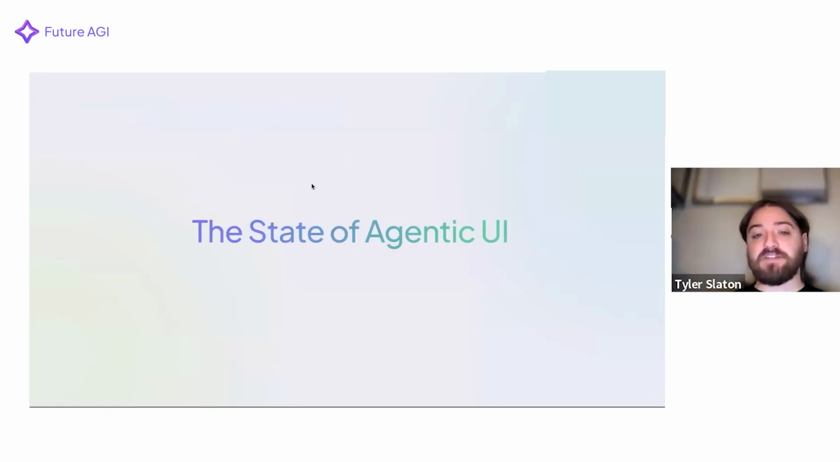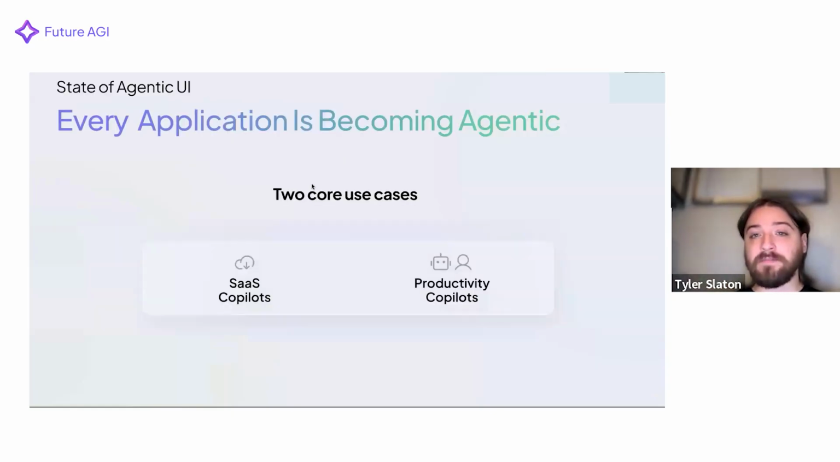So let's get into the state of agentic UI. Right now, we know every single application is becoming agentic. And at CopilotKit, we have a really great place where we can interact with a lot of different people building different things. And from that volume, we've really seen two types of applications that people are building.